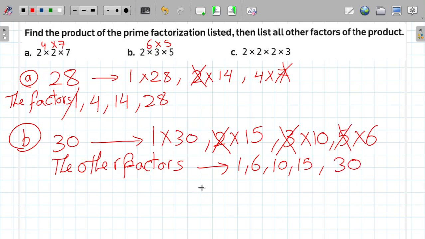Okay? Next I have 2 by 2 by 2 by 3. So the third one is 2 by 2 is 4 and 2 by 3 is 6.